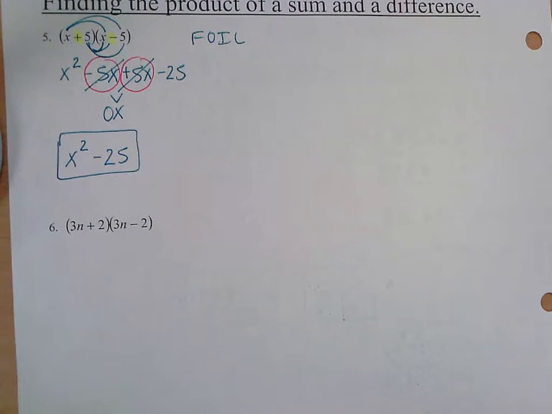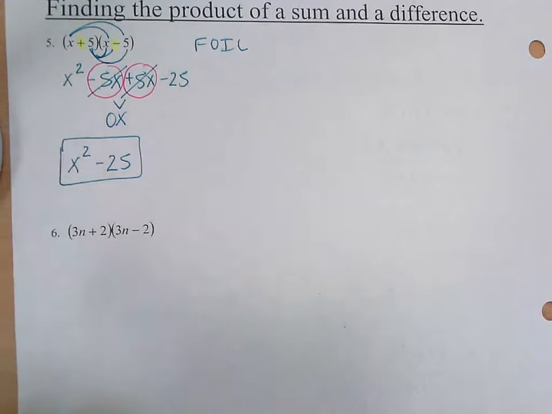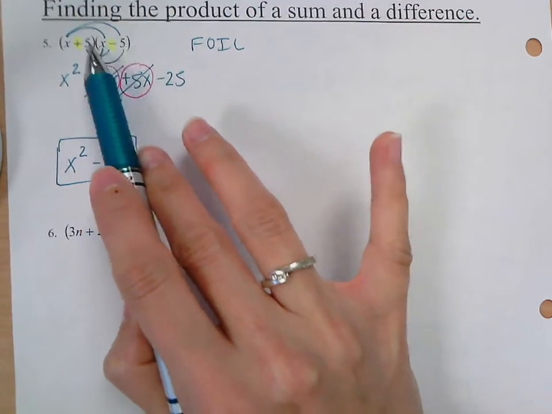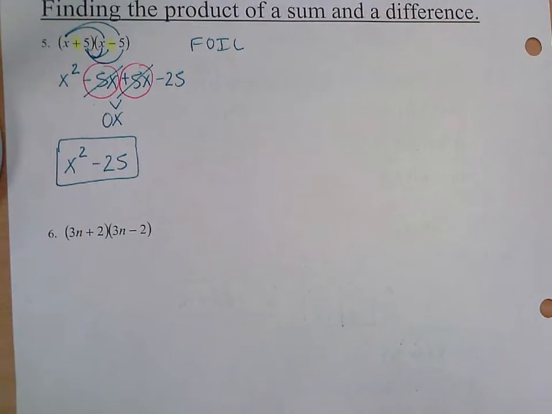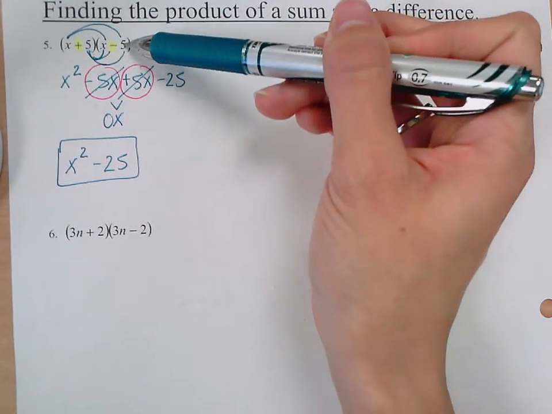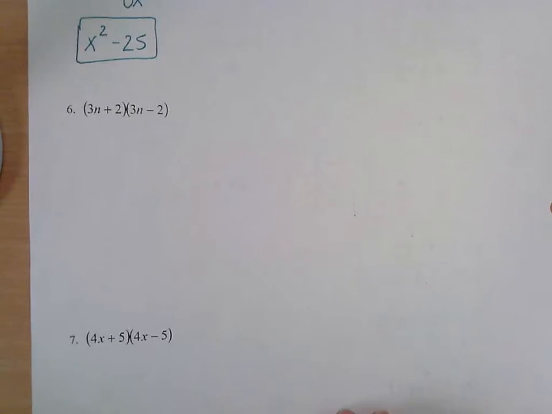Okay, so for these special products, when you have a sum and a difference, your middle terms should cancel each other out. But it's only if the first terms, like notice the first terms are both x, and then we have both 5, it's just one's plus, one's minus. So obviously if these were different numbers, like if this was positive 5 and negative 2, that's different. It's still a sum and a difference, but it's not that special product. They're not both 5.